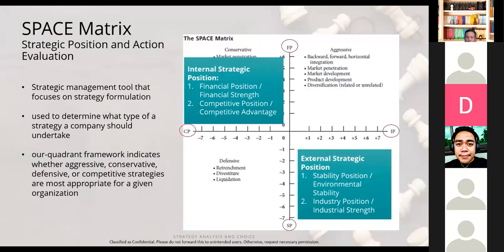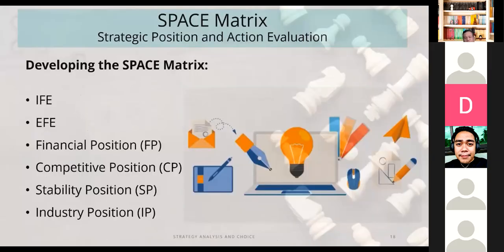The next two external dimensions are the SP, the stability position or the environmental stability, and the IP, the industry position or industrial strength. These four factors are perhaps the most important determinants of an organization's overall strategic position. In developing a SPACE matrix, you should have the following factors with you: the IFE and EFE results from the input stage, and then the FP, financial position, the CP, competitive position, the SP, stability position, and the IP, industrial position.